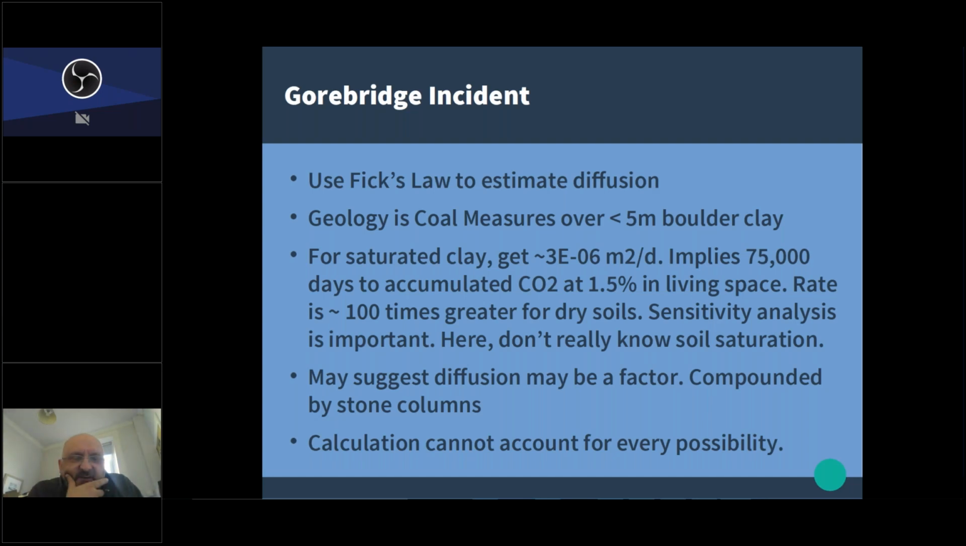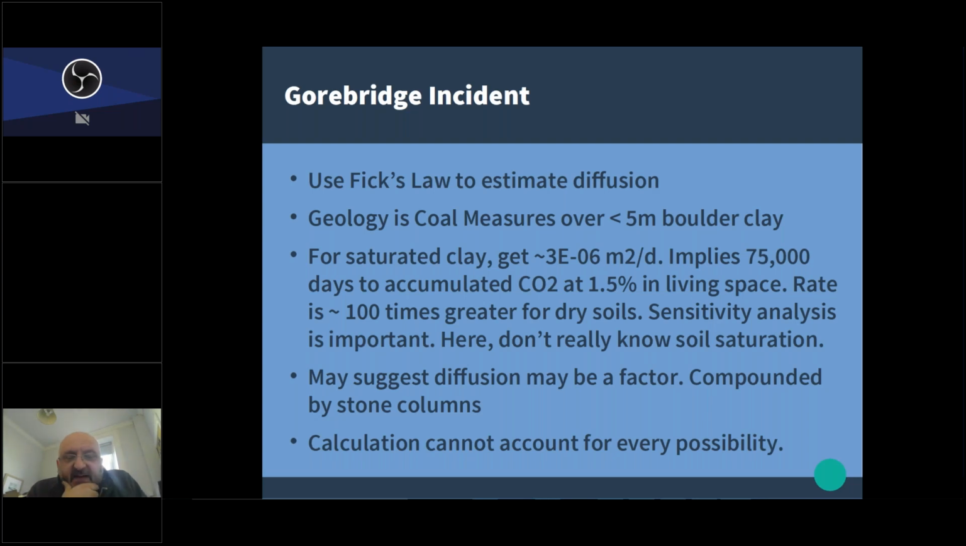Now, there are various ways you can work out what the diffusion coefficient would be under the different conditions. You can use a value for air and calculate values for soil. And the upshot is that in saturated soil or in saturated clay, because that's what we're looking at, the diffusion coefficient is very, very low, 10⁻⁶ meters per day, if that means anything. And in dry soil, it's about 100 times higher.